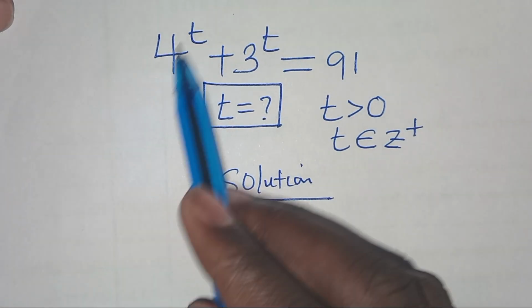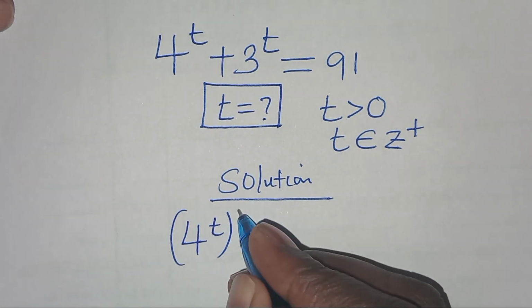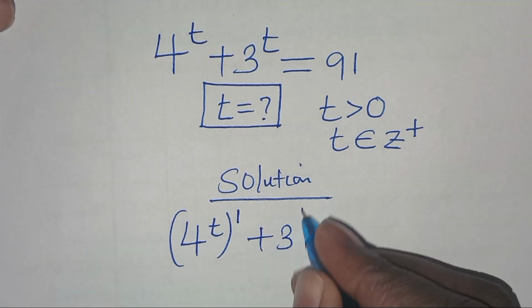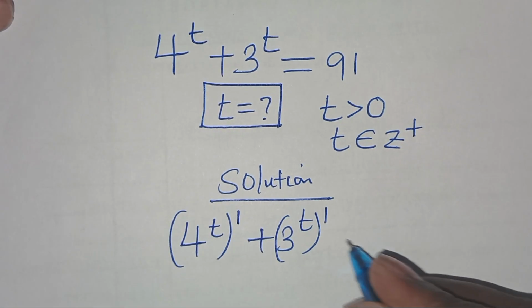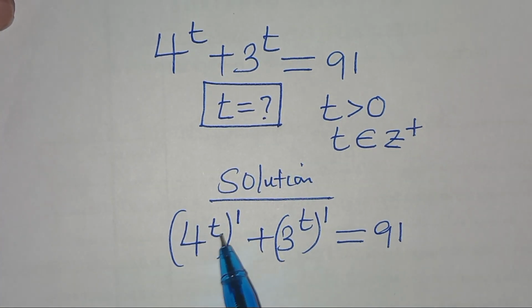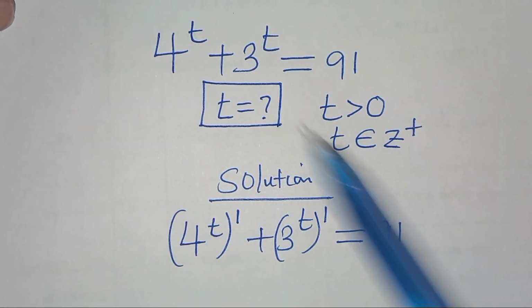Now solution from here, we can express 4 to power t as 4 to power t raised to power 1. This is the same thing. Then plus 3 to power t raised to power 1. This is equal to 91. So 4 to power t raised to power 1 is the same thing as 4 to power t, and 3 to power t raised to power 1 is the same thing as 3 to power t.